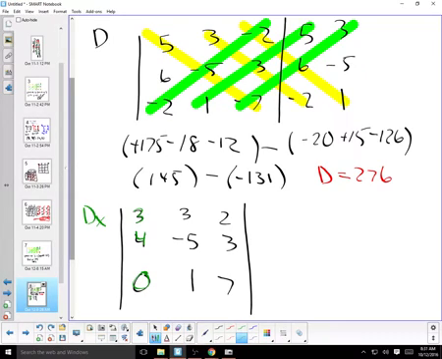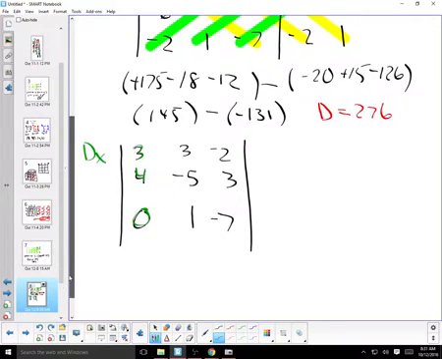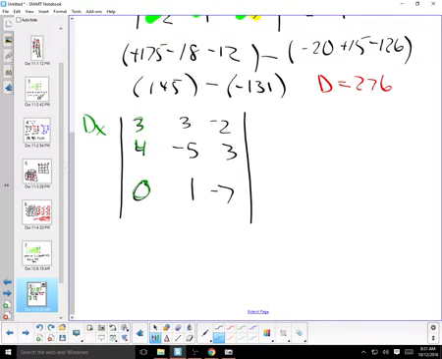-2 and a -7. Good looking out. That would have messed it up. Okay? So that's the difference between the D matrix and the D sub x matrix, is that we swap the first column with the solution or the answers in the equations. Okay, let's expand that. So I've got 3, 4, 0, 3, -5, 1.